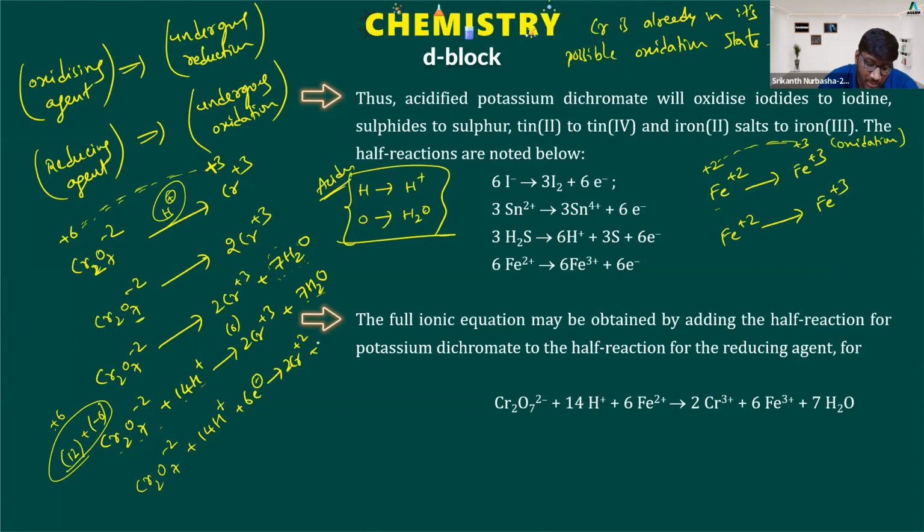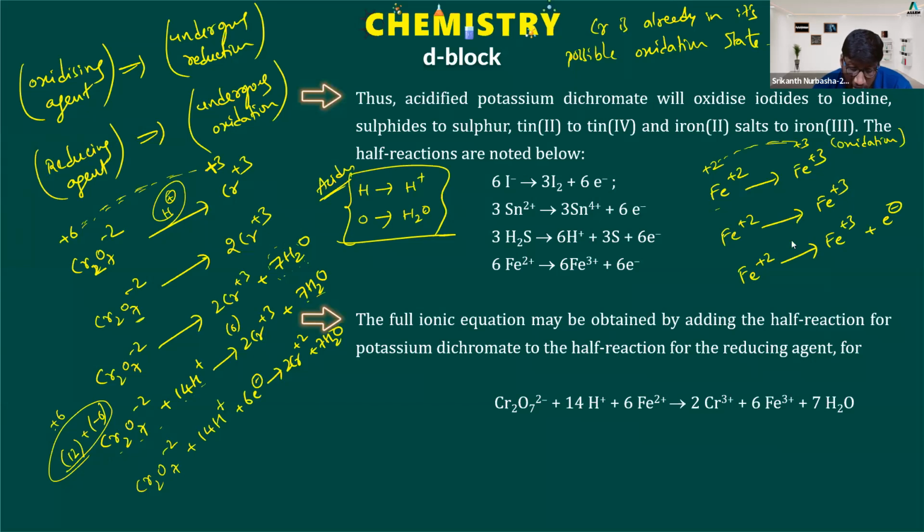Use 2 Cr plus 3 plus 7 H2O. This is your balanced half reaction. What about Fe? Fe plus 2 converting into Fe plus 3. Only iron is there, that is also balanced. Only thing unbalanced here is charge. To balance charge, I need to add an electron. How many? 1 electron only on the right hand side, because plus 3 minus 1, that becomes plus 2, and Fe plus 2 also has plus 2.